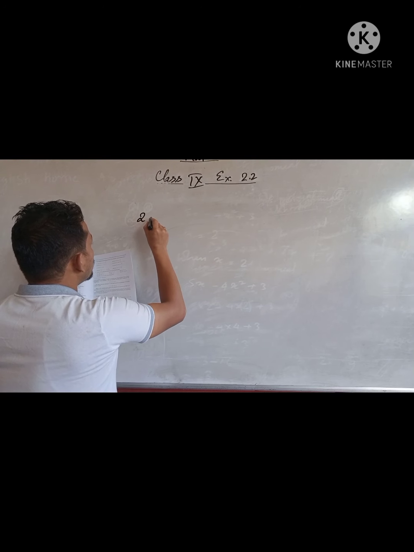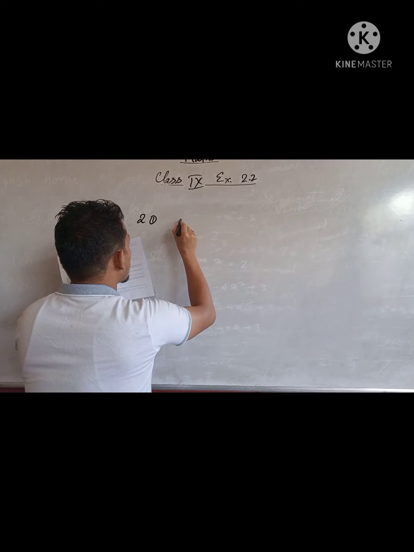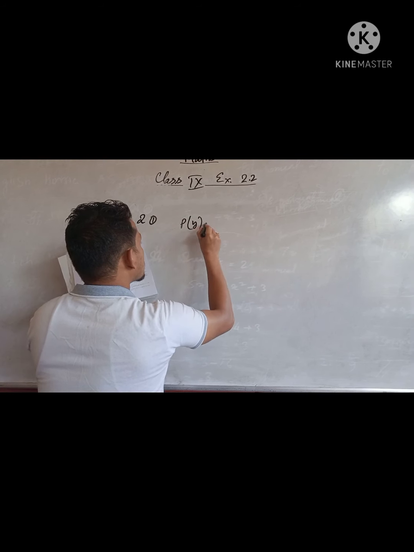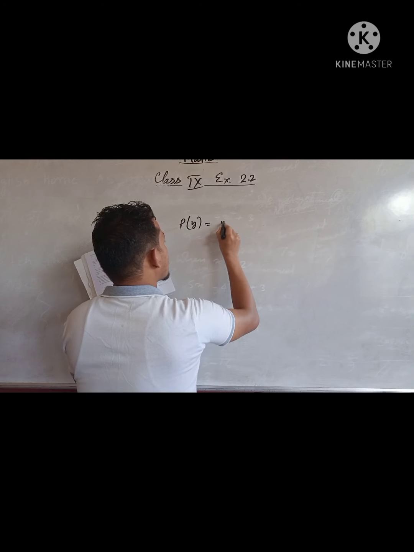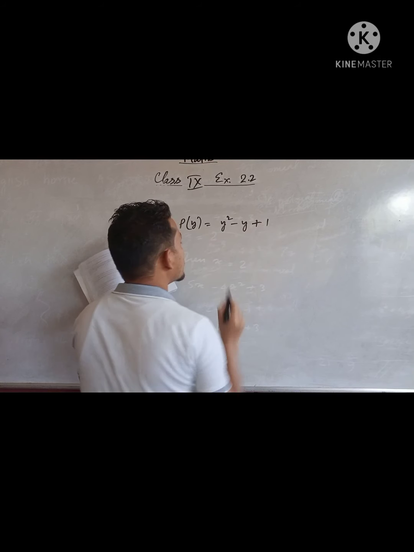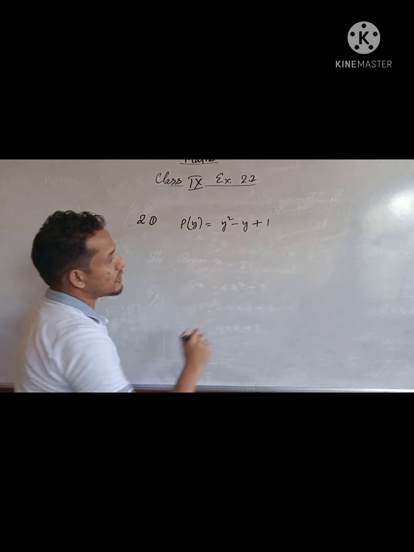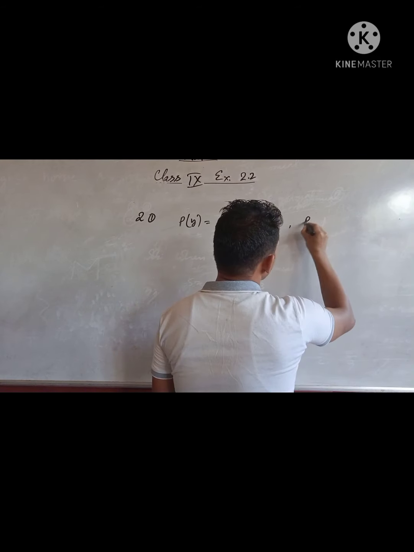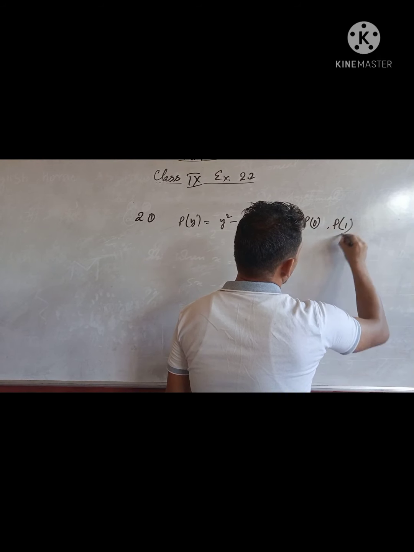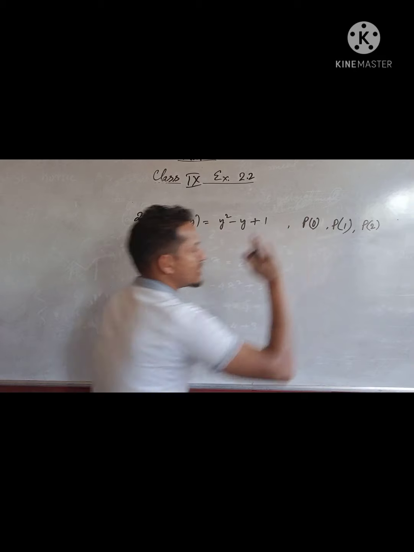So question number 2, Roman number 1. Your polynomial is given here: P(y) is equal to y square minus y plus 1. This is your question, and the values of these polynomials are given, three polynomials. So let me write here: the first polynomial is given P0, the second is given P1, and the third is given P2. So we will be calculating in 3 steps.